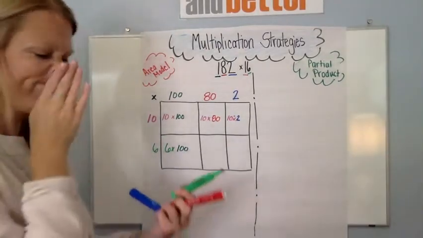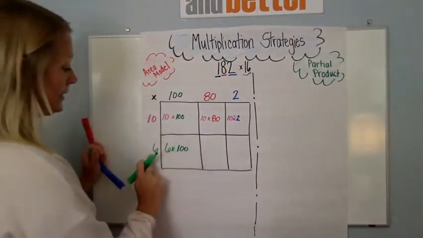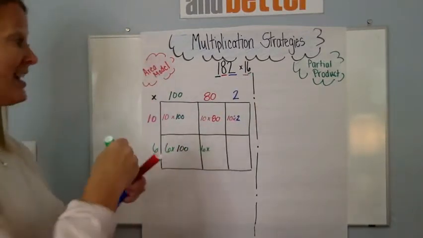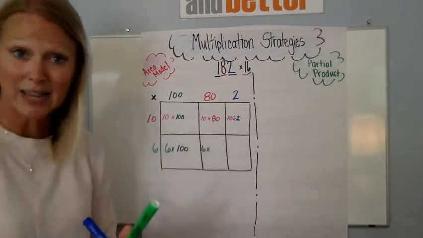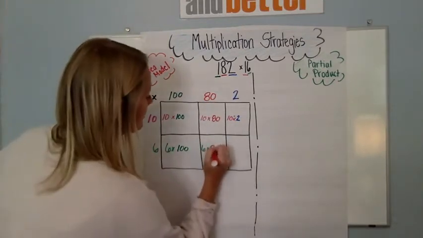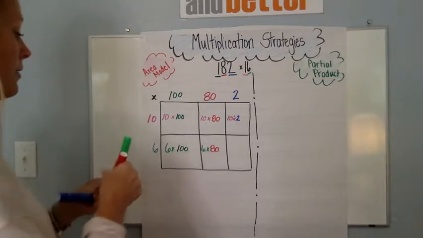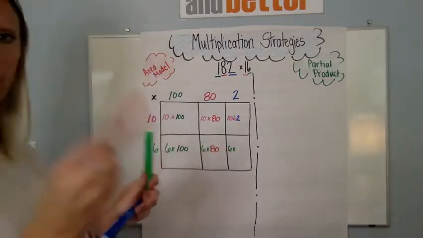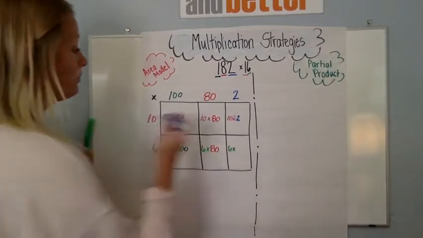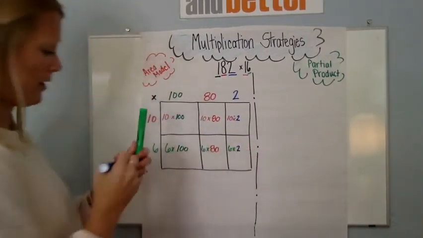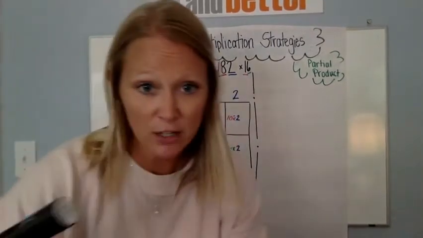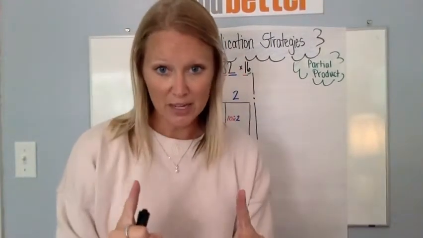I'm done with it. All right, now I'm going to multiply my 6 in my ones place value by the 8, or 80, because 8's in the tens place value. And now I'm going to multiply my 6 by the 2, and I can put my red down, by the 2 in the ones place value. Now I have multiplied every single number by every place value.